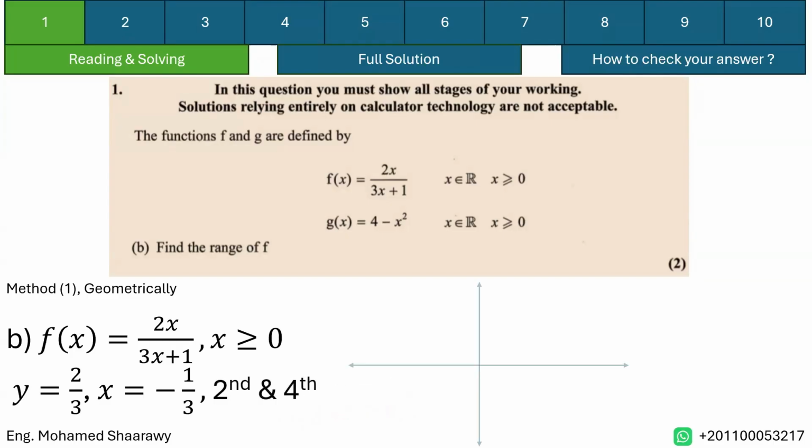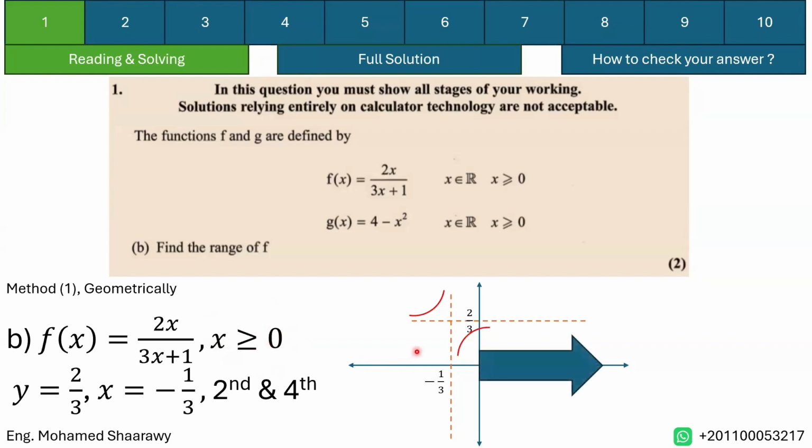And now let's draw the asymptotes. x equal negative 1/3, which is here. y equal 2/3, which is here. And now my drawing is in the second and fourth quads, which is here and there. And since the domain is x greater than 0, I just need to draw in this region. So drawing in this region, I'll eliminate this and eliminate all the negative ones.